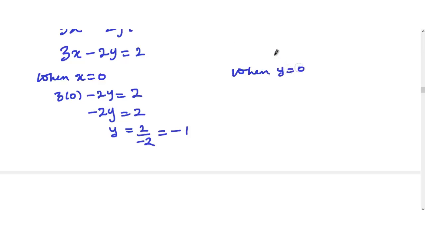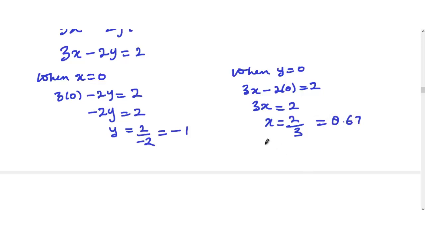Then we also check when y is equal to 0. So 3x minus 2 into bracket 0 is equal to 2. So we have 3x equals 2, so x in this case will now give us 2 over 3. What we did here is just dividing both sides by the coefficient. So this will give us around 0.67, all right? So we have gotten the corresponding value.